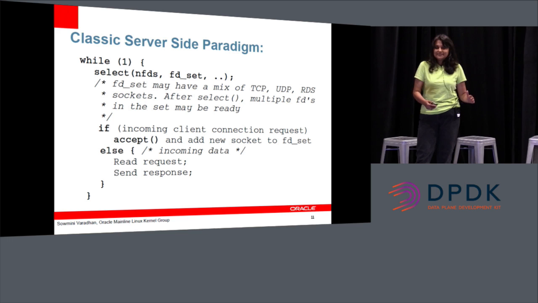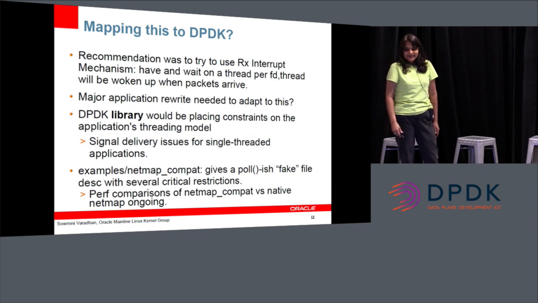The application does its own dispatcher loop using its own priority to figure out which file descriptors to handle and in what order to handle them. If the incoming I/O is because of a TCP connection request, for example, you accept it, add that file descriptor to your set, and go back to listening. Otherwise, you do your request response, right? This is the classic model that you would see. But how to map this to DPDK?